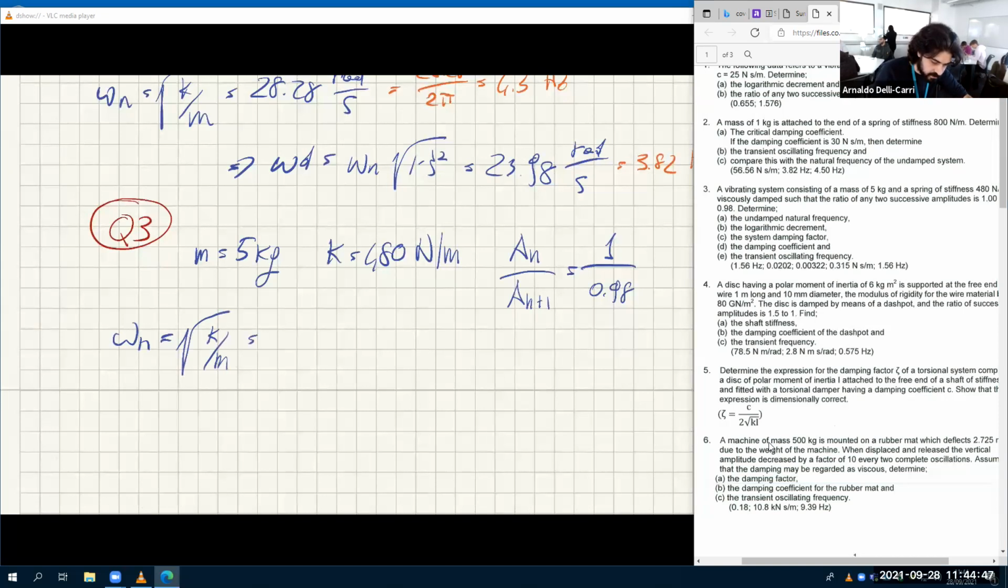480 over 5 under square root, 9.79. Let's do 9.80 radians per second. And let's do this in hertz because that's what the solution says. So we have 9.8 divided by 2 divided by pi, 1.56. All right. The logarithmic decrement. How do I find that?